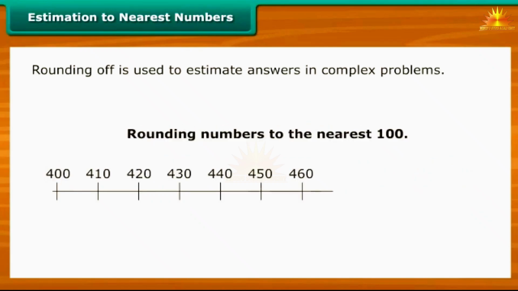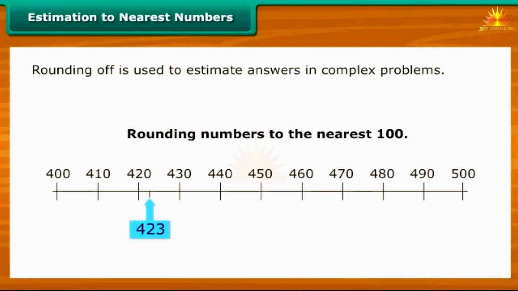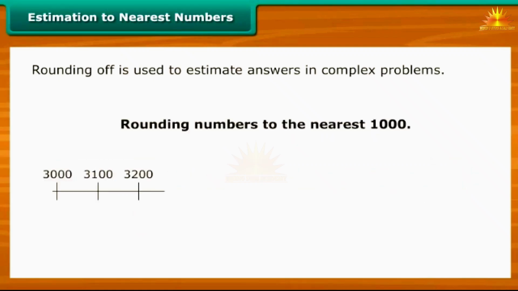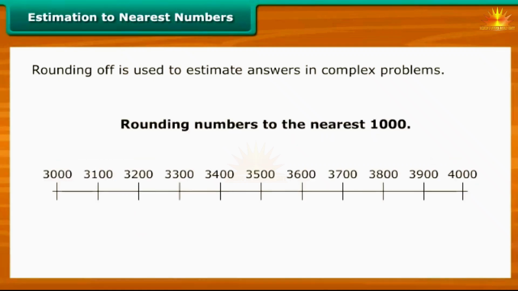Rounding numbers to the nearest 100 means finding which 100 they are nearest to. For example, 423 rounded to the nearest 100 is 400. Rounding numbers to the nearest 1000 means finding which 1000 they are nearest to. For example, 3800 rounded to the nearest 1000 is 4000. Estimation of sum, difference, product.